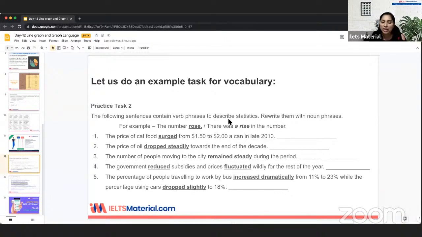Next is the government reduced subsidies and prices fluctuated widely for the rest of the year. Reduced and fluctuated are the two words which you can change. And then the fifth one is the percentage of people traveling to work by bus increased dramatically from 11% to 23%, while the percentage using cars dropped slightly to 18%. The instruction is either you can change the word or the sentence, but do not change the meaning.